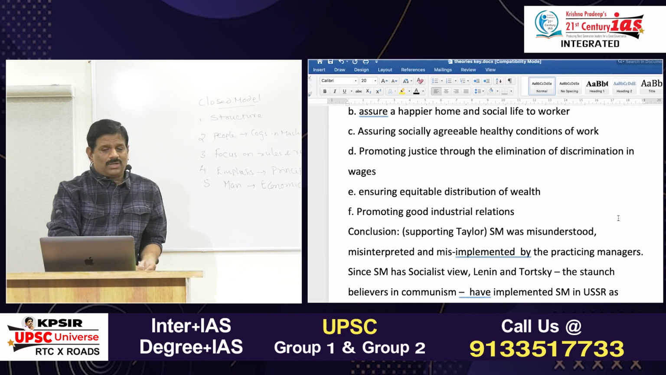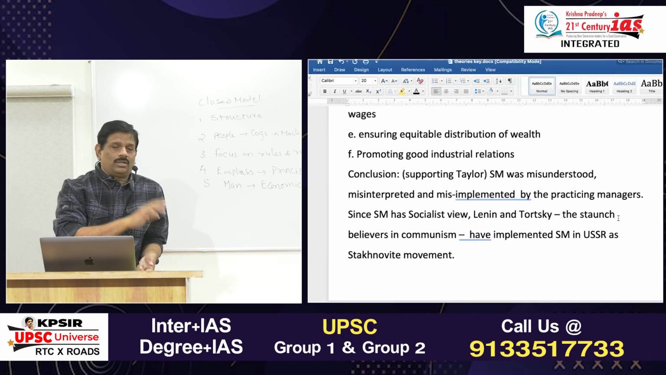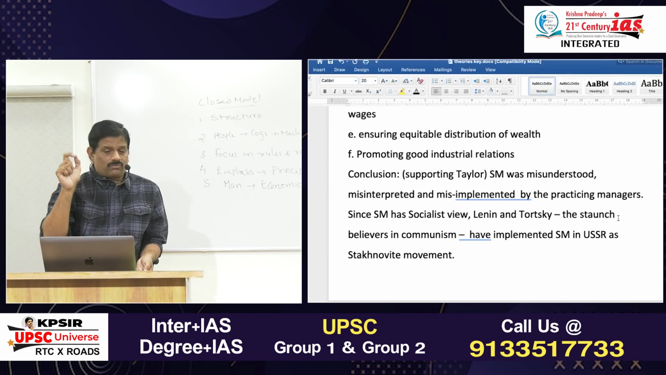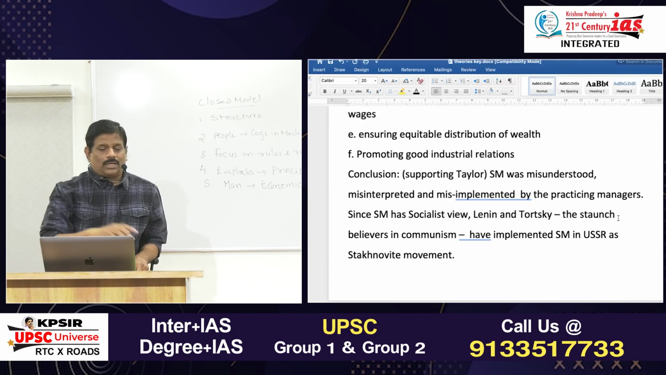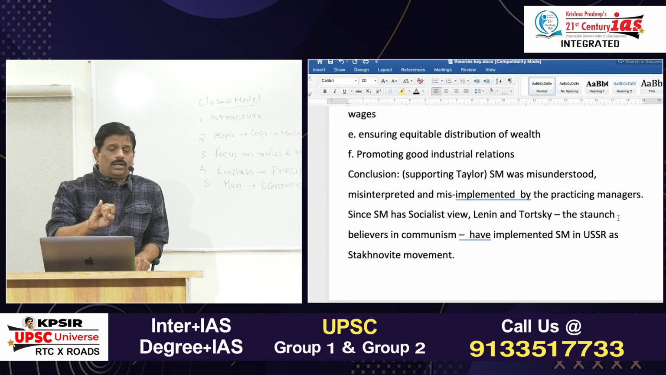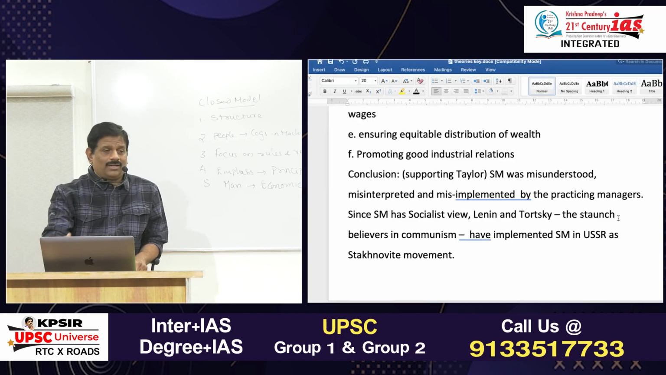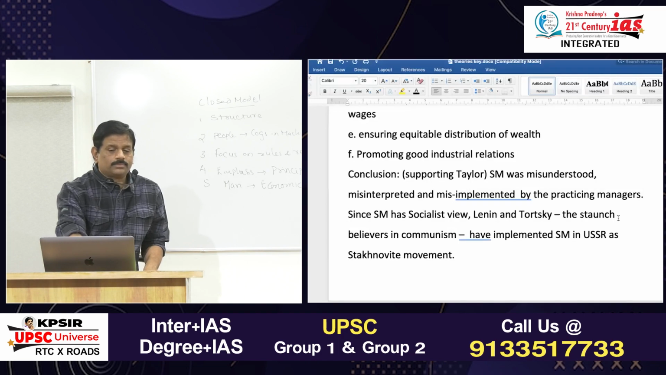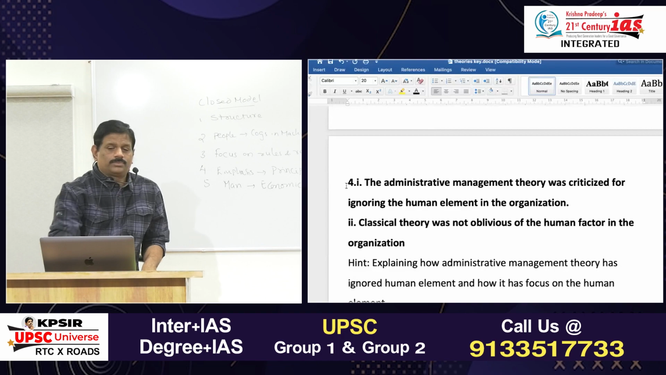So in the conclusion, you should mention things supporting Taylor, saying that scientific management was misunderstood and misinterpreted as a worker-exploitative mechanism. But the reality is that scientific management has created the socialist order. Therefore, Lenin and Trotsky adopted scientific management in the USSR. Lenin and Trotsky were staunch believers of socialism and communism. Even such people implemented scientific management as the Stakhanovite movement in the USSR. That should be the conclusion.